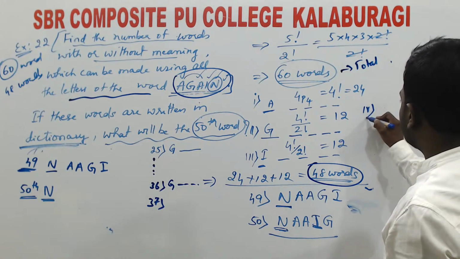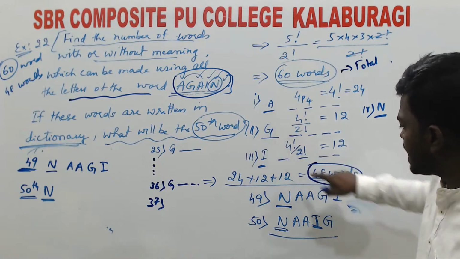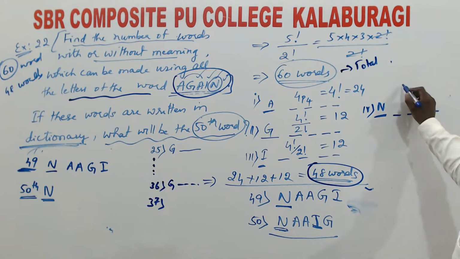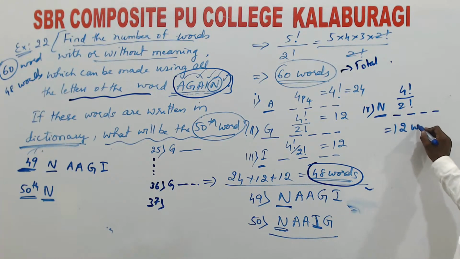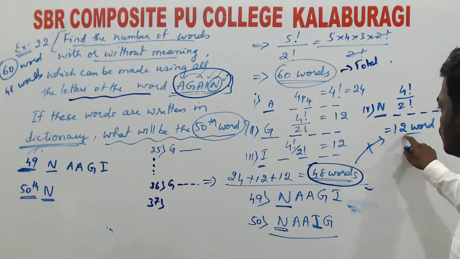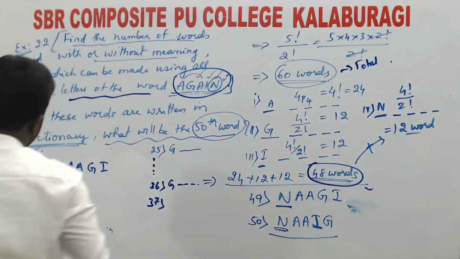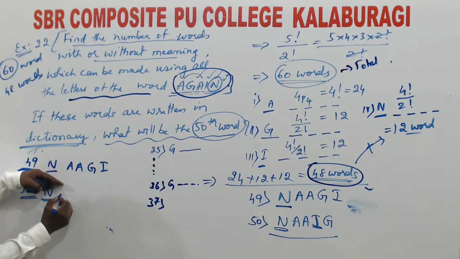So fourth part, if N is fixed at the first place, so till here A, G, I, there are 48 words. So if you fix N at the first place, the remaining 4 factorial by 2, so it will be 12 words, right? So 48 words plus 12 words, how many? 60 words. So we got our 60 words, right? So the 50th word will be N. Okay, so again I'll write it alphabetically.